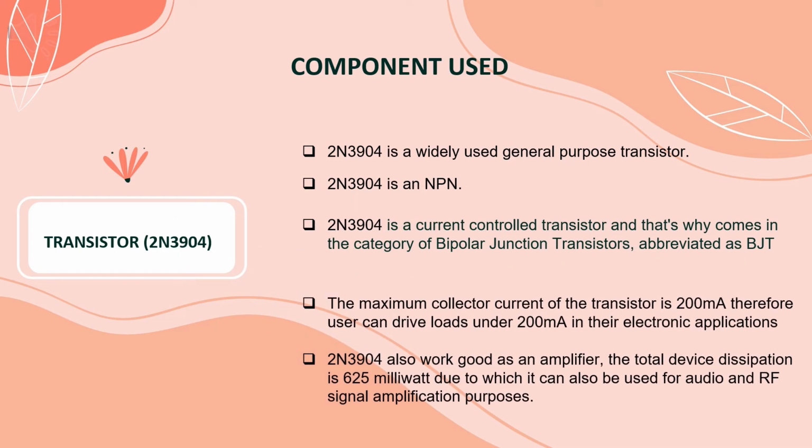Transistor 2N3904 is a widely used general purpose transistor. It is also NPN type. Then it is a current control transistor, and that's why it comes in the category of bipolar junction transistor, abbreviated as BJT.